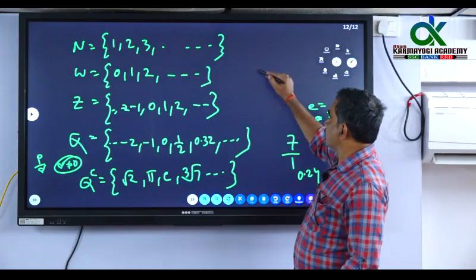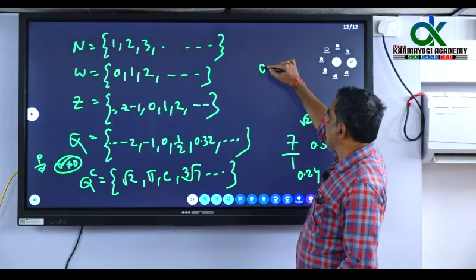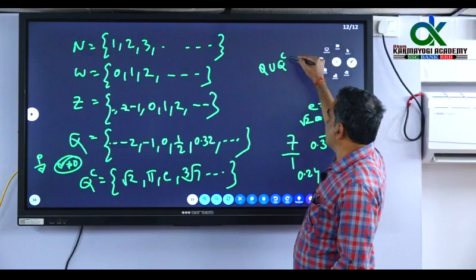What is the union of these rational and irrational numbers? What is Q union Q complement called?